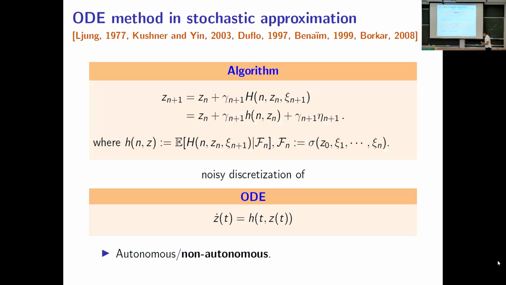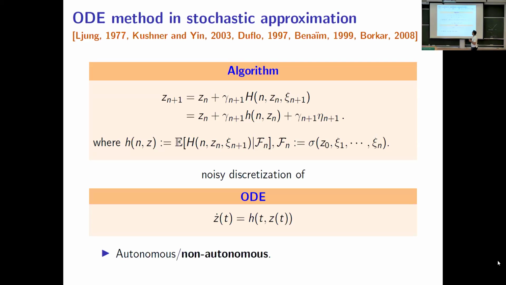The main viewpoint we will be using to tackle that problem dates back to the 1970s, and it's called the ODE method in stochastic approximation. This mixes dynamical systems with stochastic approximation because we are dealing with an algorithm where we have some noise. There are several people who worked on developing this framework: Ljung, Kushner and Yin, Marie Duflo, Michel Benaim, and Vivek Borkar also has a very nice monograph about stochastic approximation, exploiting this connection between algorithms and dynamical systems.